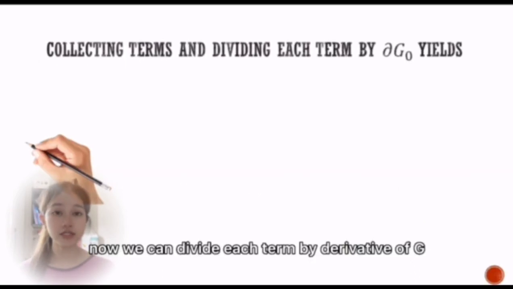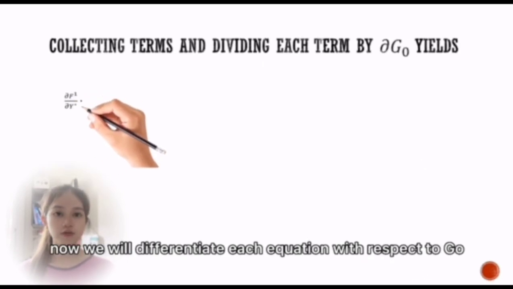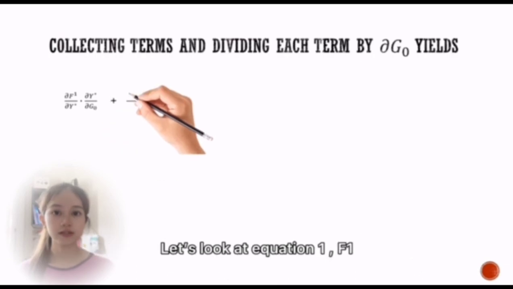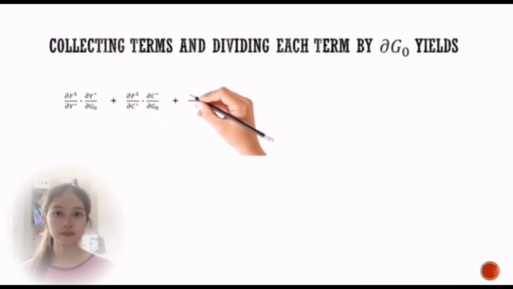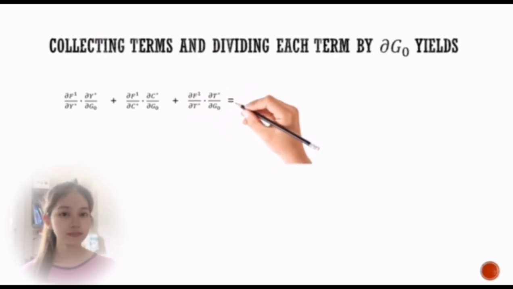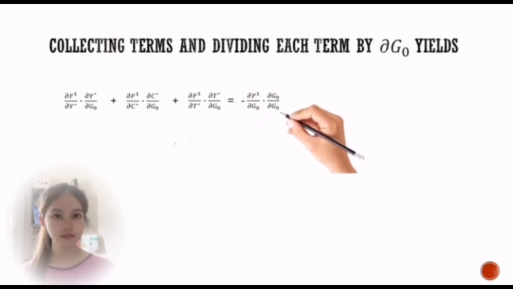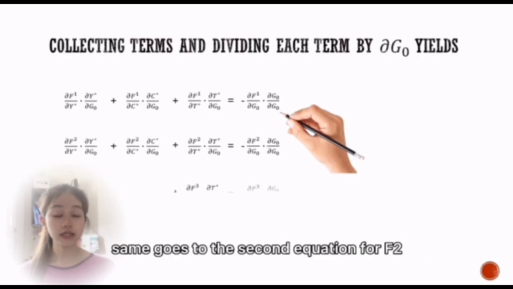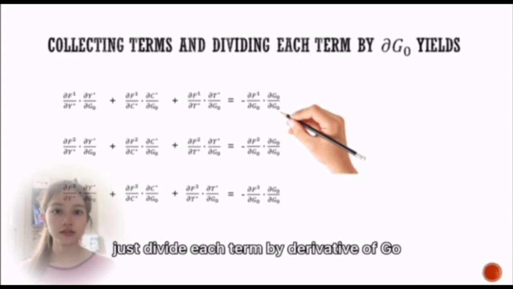Now we can divide each term by the derivative of g. Now we will differentiate each equation with respect to g. Let's look at equation 1, f1. Same goes for the second equation f2 and the third equation f3. Just divide each term by the derivative of g for the equations.